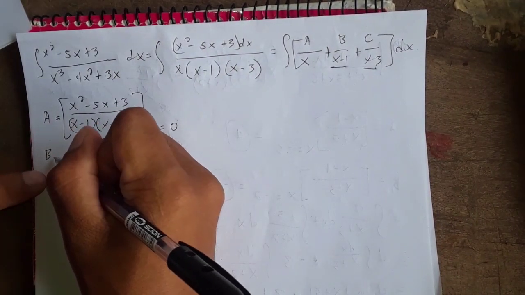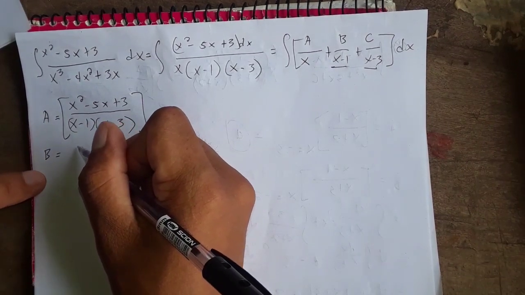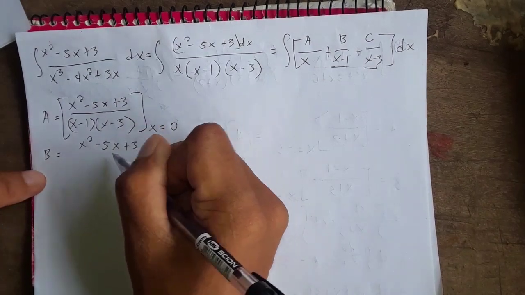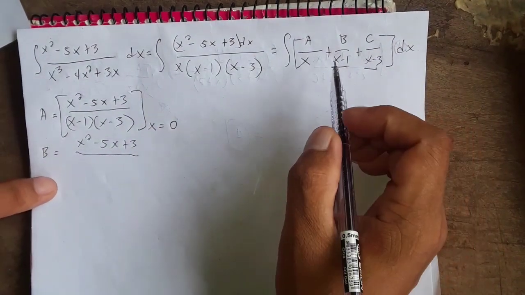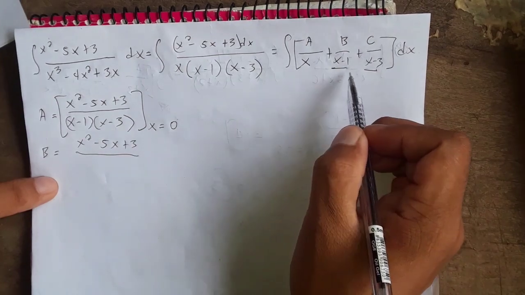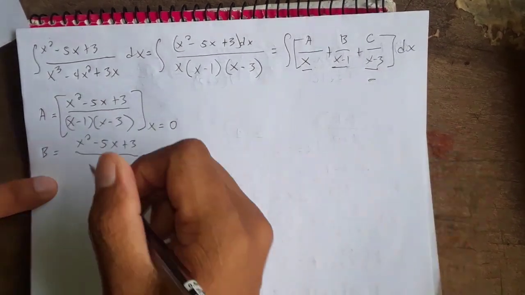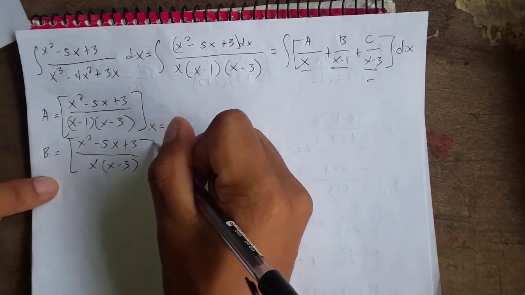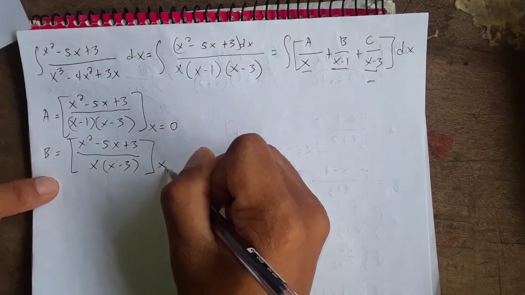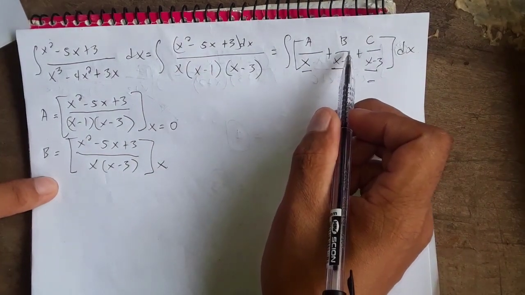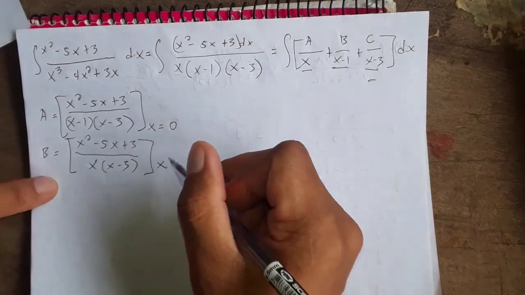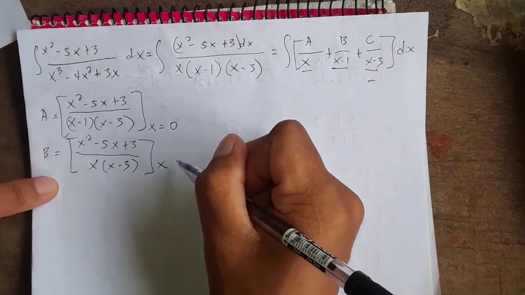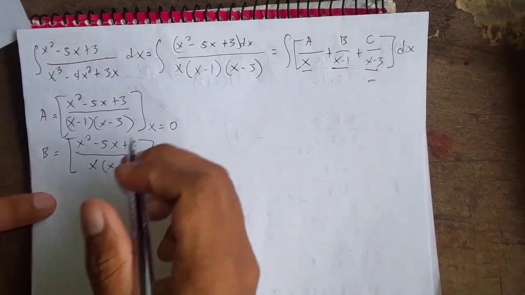And our B here is also equal to the function of the numerator, which is x squared minus 5x plus 3, over the denominator of the other terms, which are x and x minus 3. So we have x times x minus 3. And we're gonna use x here because we're finding B, and we have in the denominator x minus 1. So we have x is equal to 1.